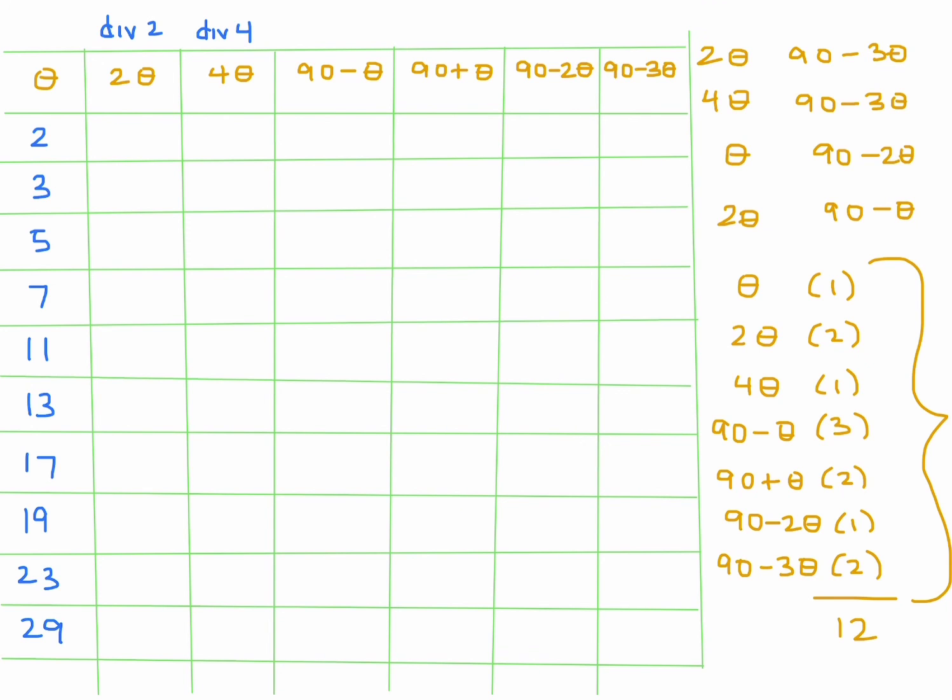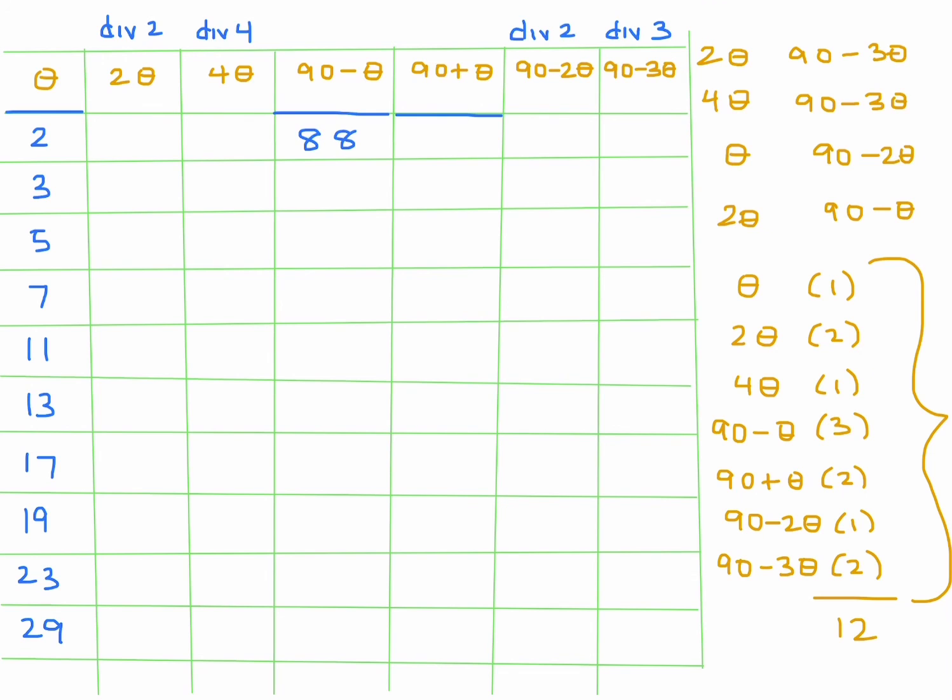90 minus theta, 90 plus theta, that one I need to figure out. 90 minus 2 theta, you can factor out a 2. So that's going to be divisible by 2. That can never be prime, therefore. And 90 minus 3 theta is going to be divisible by 3. You could factor out a 3. So the only columns I need to figure out are this one, and this one. So that's what I'll do.